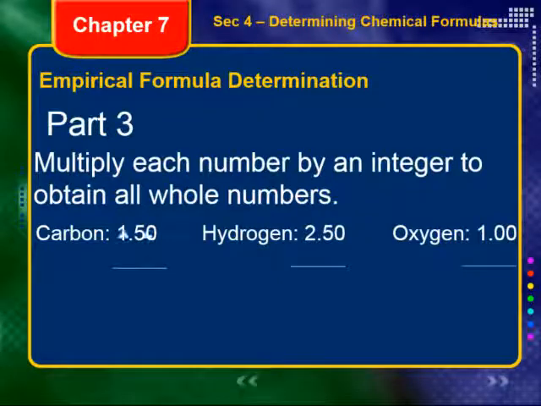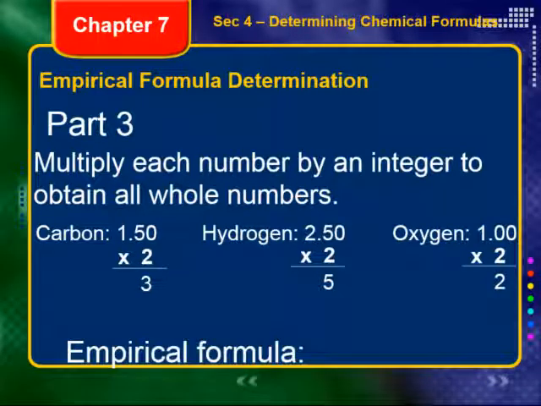Anyway, we're going to figure out an integer that I can multiply by all 3 of these values and get whole numbers. Looking at this, I think I can use 2. I can multiply each of these values by 2 and get whole numbers. So I get carbon at 3, hydrogen at 5, oxygen at 2. I'm simply going to use these numbers as the subscripts in my empirical formula. So my empirical formula is going to be C3H5O2, getting the subscripts from these whole number values.